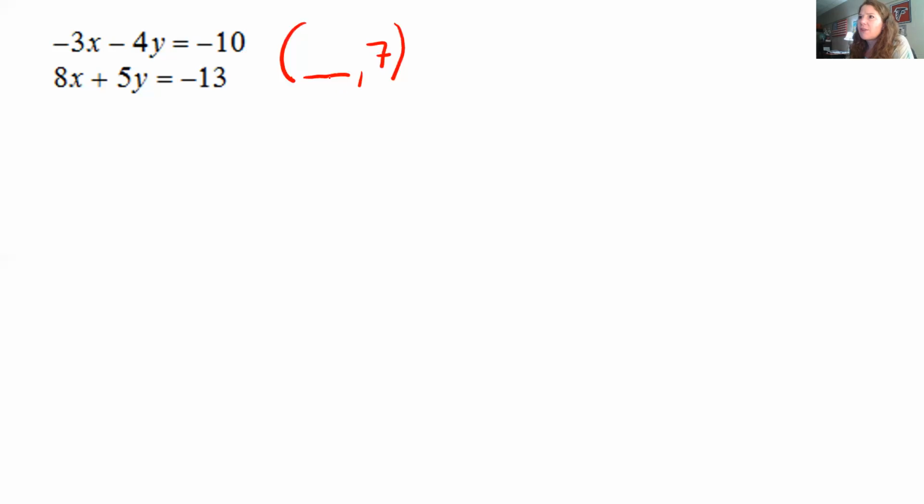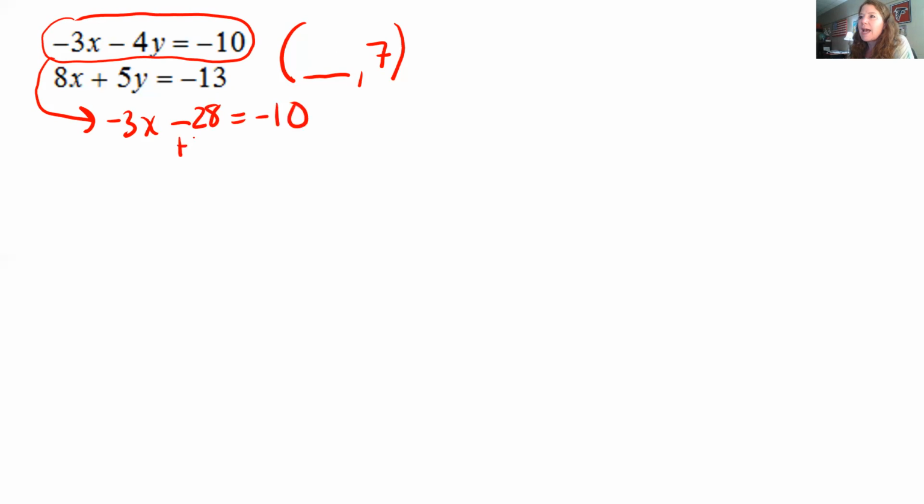So now I'm going to solve for x. I'm going to go back to one of my original equations, not the ones I changed them to, but that would also work. It doesn't matter. So -3x minus 4 times 7, which is -28, equals -10. So I would add 28. So I have -3x is equal to +18. And when I divide by -3, I get -6.